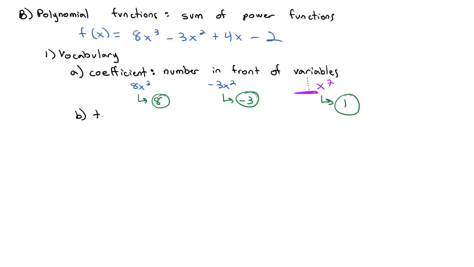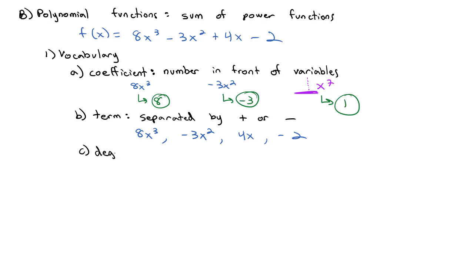Next word we want to define is term. Terms are things that are separated by addition or subtraction. So in other words, if we were to list the terms of this blue polynomial, 8x cubed would be a term because it's separated by a minus. The negative 3x squared would also be a term, and notice with the terms, the negative comes with it. 4x would be another term. Negative 2 would be another term.